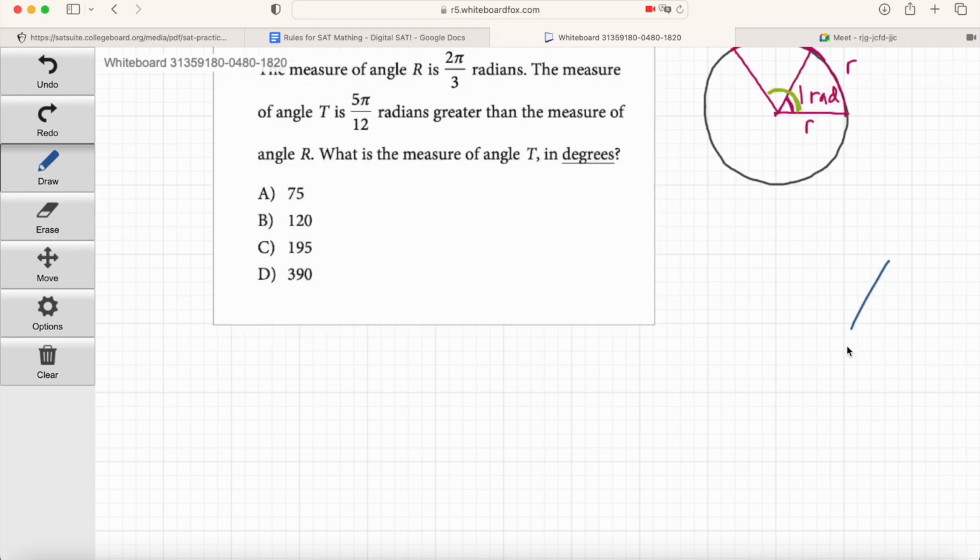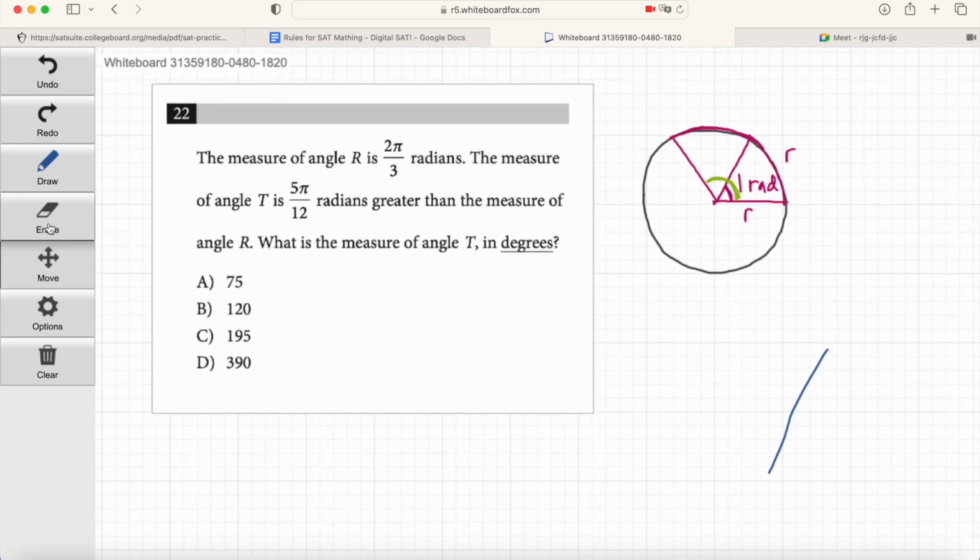I want you to guess how many radians that angle in green is. Probably around 125. Well, it looks like 120 or 125 degrees, but that's not how many radians it is. Guess how many radians it is? 2 radians. You got it. That's 2 radians.